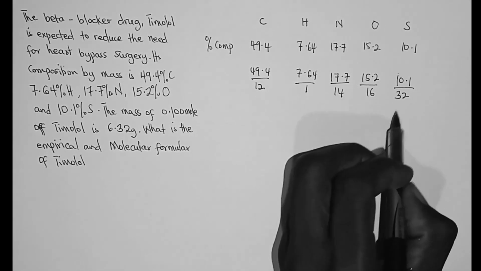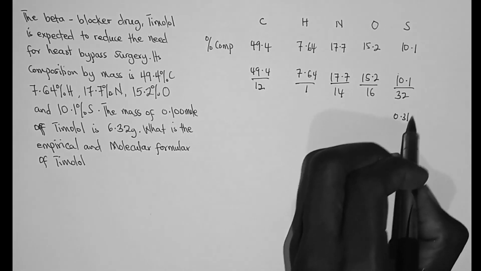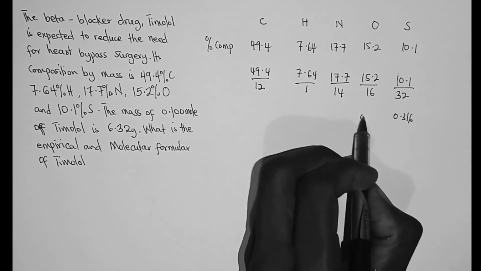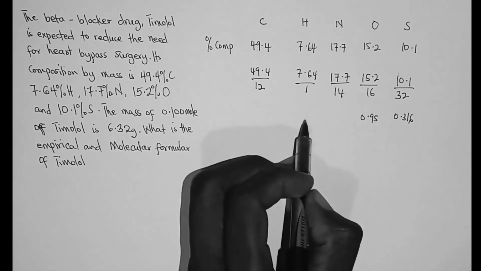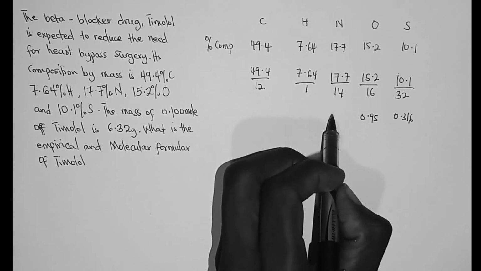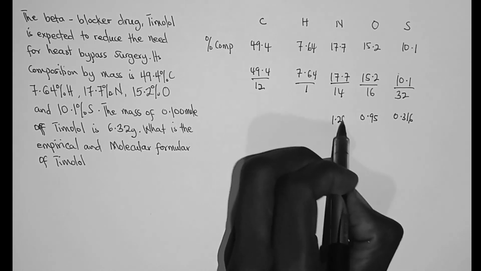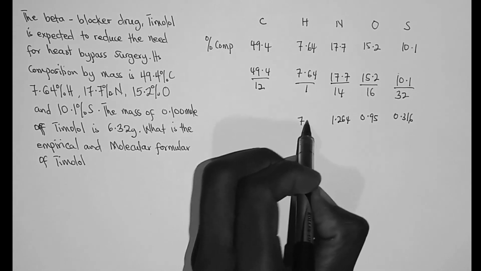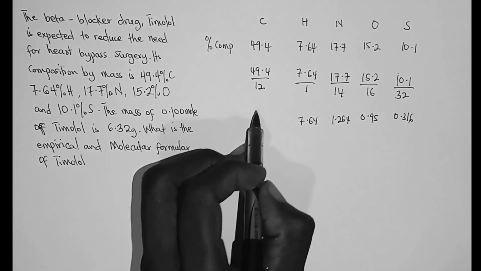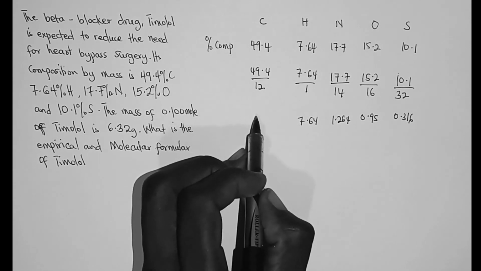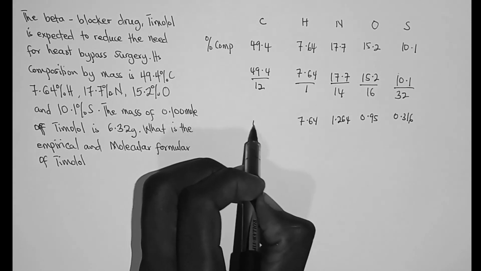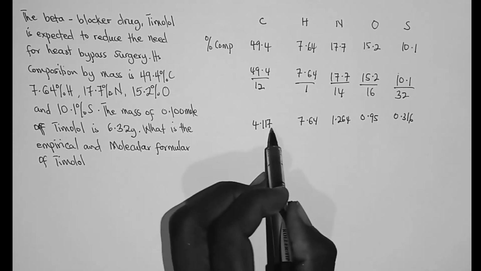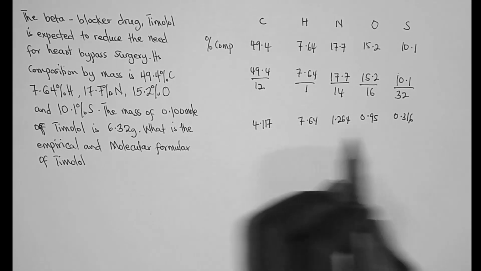So in the case of sulfur, we get 0.316. And 15.2 divided by 16 is 0.95. 17.7 divided by 14 is 1.264. Then 7.64 divided by 1 is 7.64. And 49.4 divided by 12 is 4.117. So you take each of these and you divide by the smallest.